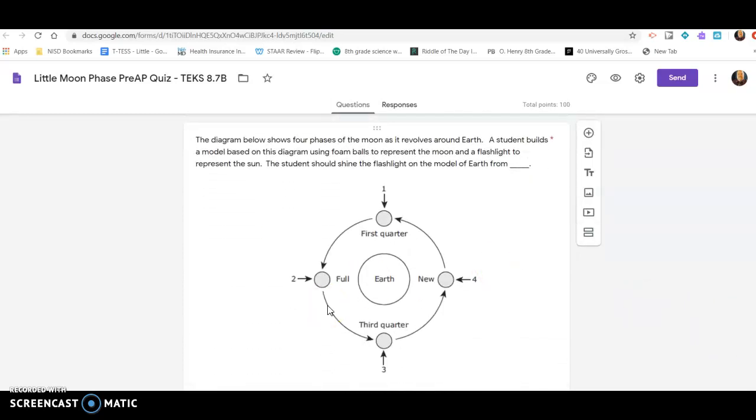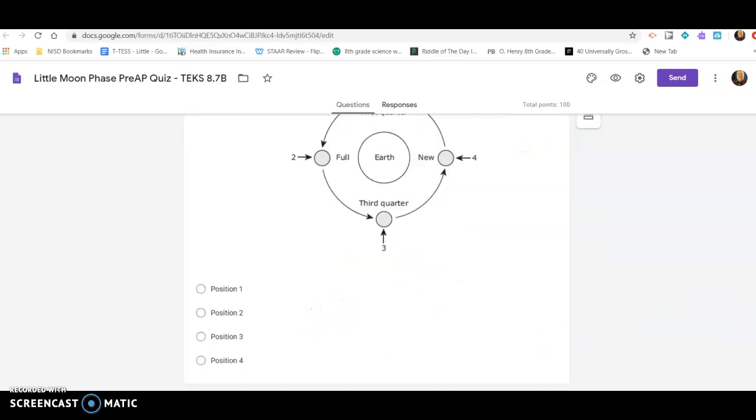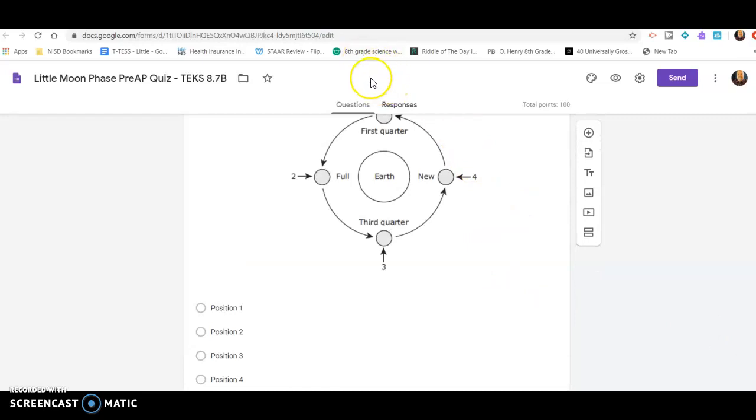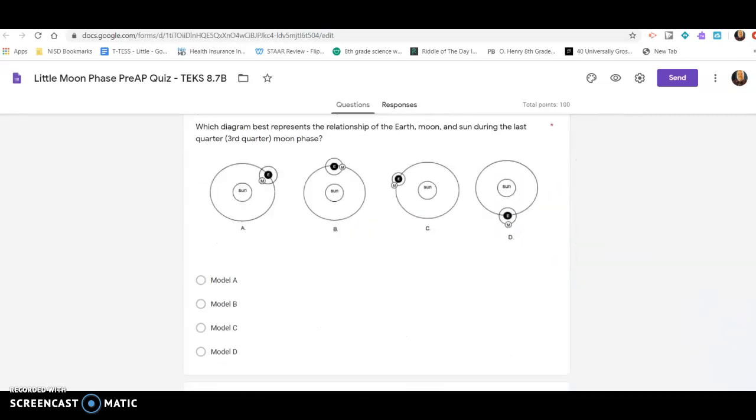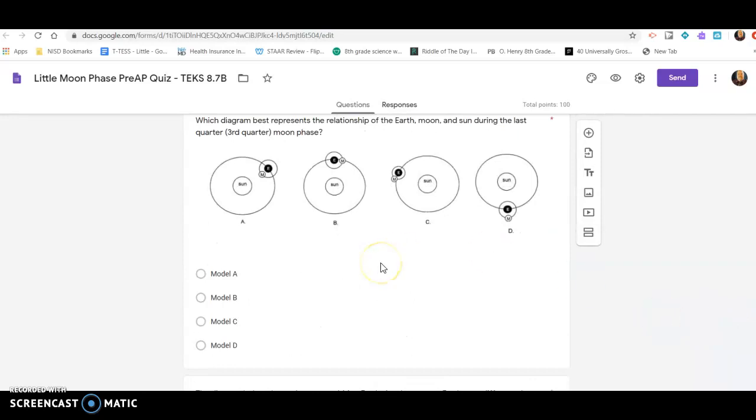The diagram below shows 4 phases of the moon as it revolves around Earth. A student builds a model based on this diagram using foam balls to represent the moon and a flashlight to represent the sun. The student should shine the flashlight on the model of Earth from position 1, up here, position 2, position 3, or position 4. Which diagram best represents the relationship of the Earth, Moon, and Sun during the last or third quarter moon phase? Model A, Model B, Model C, or Model D?